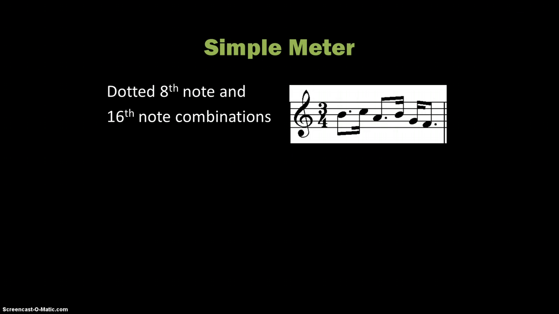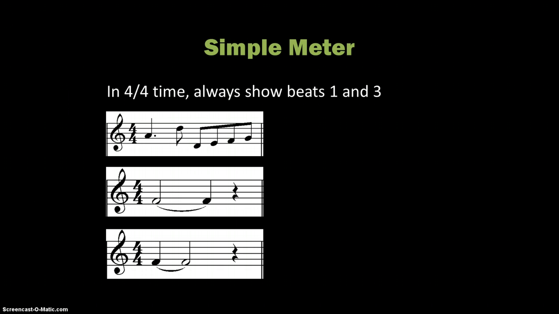Don't forget that you can also have dotted eighth note and 16th note combinations by adding a dot to the eighth note and adding a half beam to the other eighth note beam to show the 16th note. That one also shows three beats clearly.